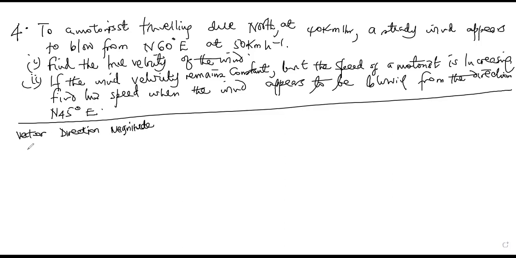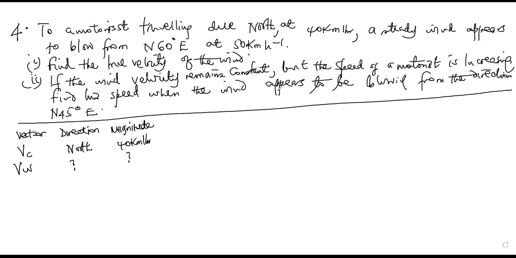Now, so we have a motorist. I can still call him VC for the motorist. Direction is north. Velocity 40 kilometers per hour. Then I have wind. I don't know its direction, and I don't know the magnitude.